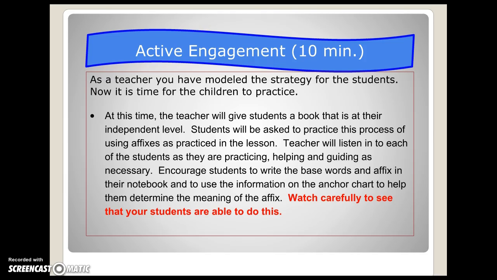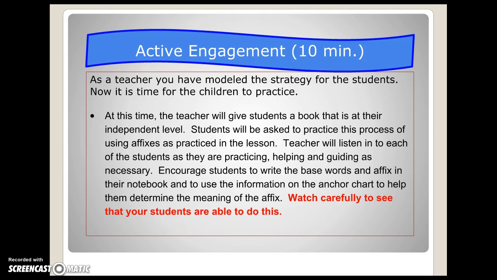Next is active engagement. As a teacher, you've modeled the strategy, and now it's time for the children to practice. At this time, the teacher will give students a book that's at their reading level. Students will be asked to practice this process of using affixes as practiced in the lesson. Teachers will listen in to each of the students as they are practicing, helping and guiding as necessary.